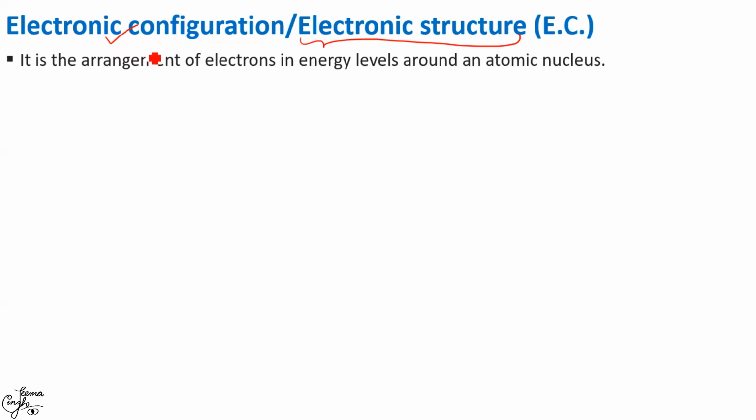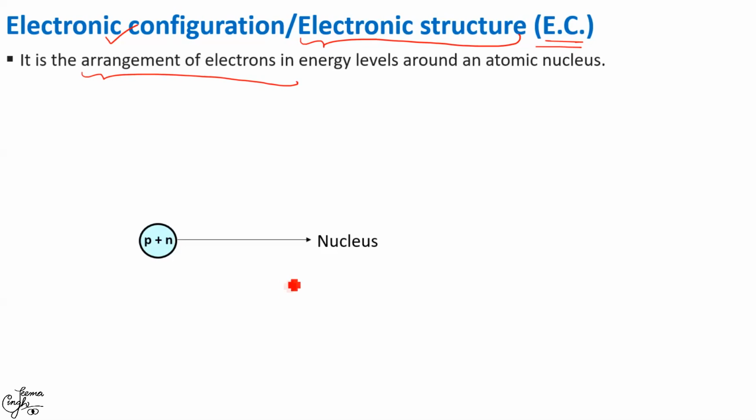Electronic configuration in simple terms is the arrangement of electrons or distribution of electrons around the atomic nucleus. That is, it describes where the electrons are located around the nucleus of an atom. For ease of writing, I am abbreviating electronic configuration as EC. Now for writing the electronic configuration, we need to remember certain points.